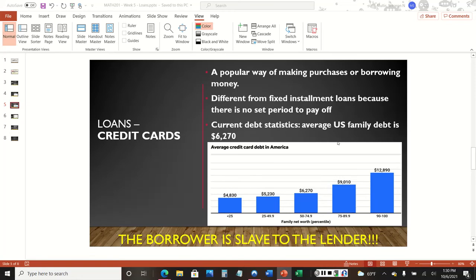Credit cards on the other end are those revolving installment loans where you don't have a set time that you have to pay it off and you don't have a fixed amount that you pay off. It's variable.